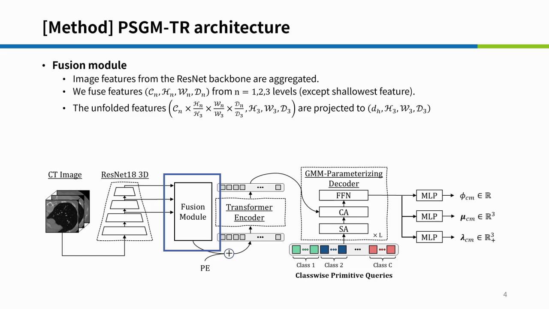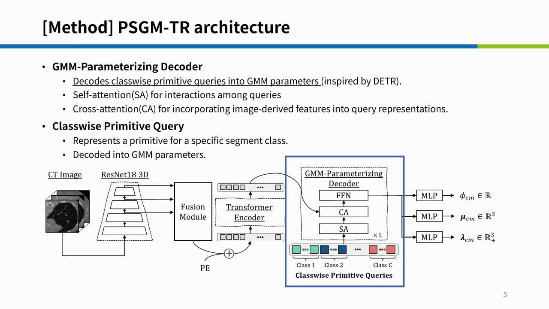These features are encoded by a transformer and decoded into GMM parameters from class-wise primitive queries. Each query represents a primitive for a specific segment class. During decoding, it interacts through self-attention and incorporates image features via cross-attention.